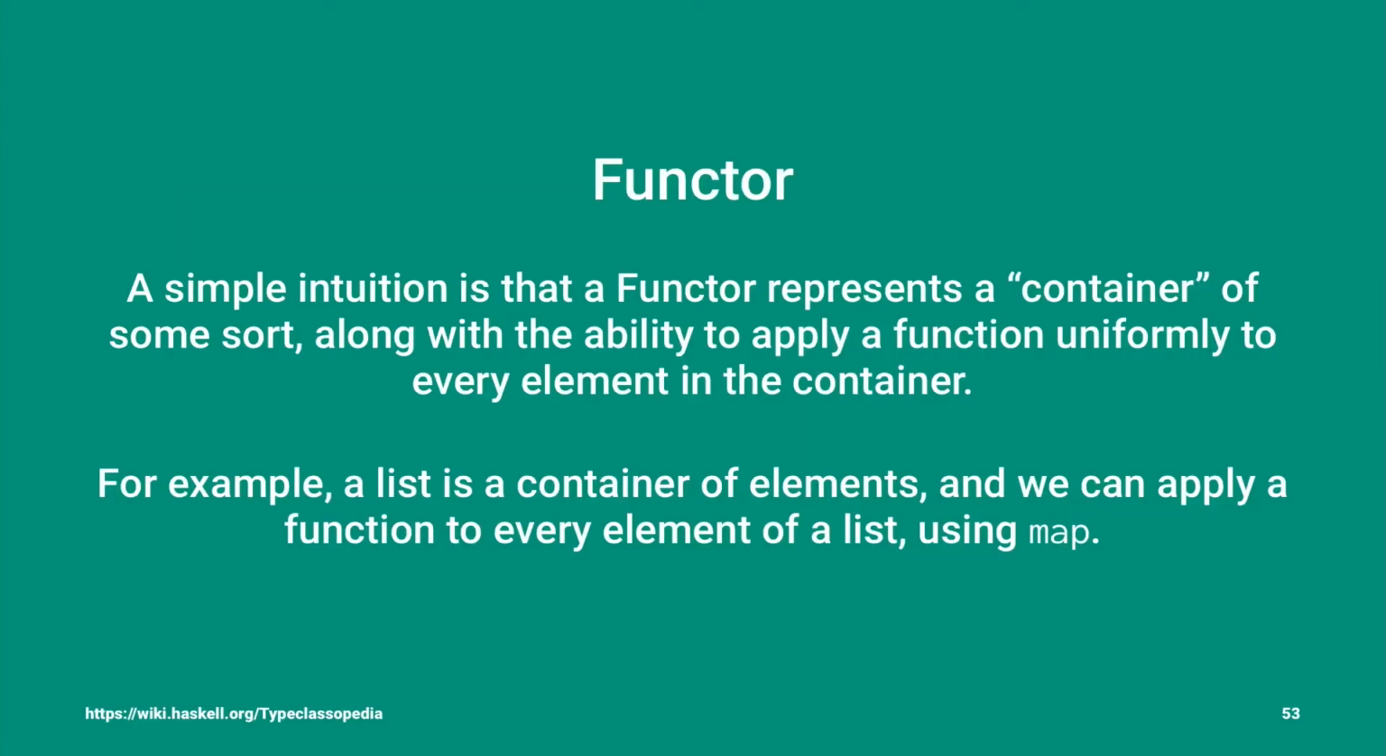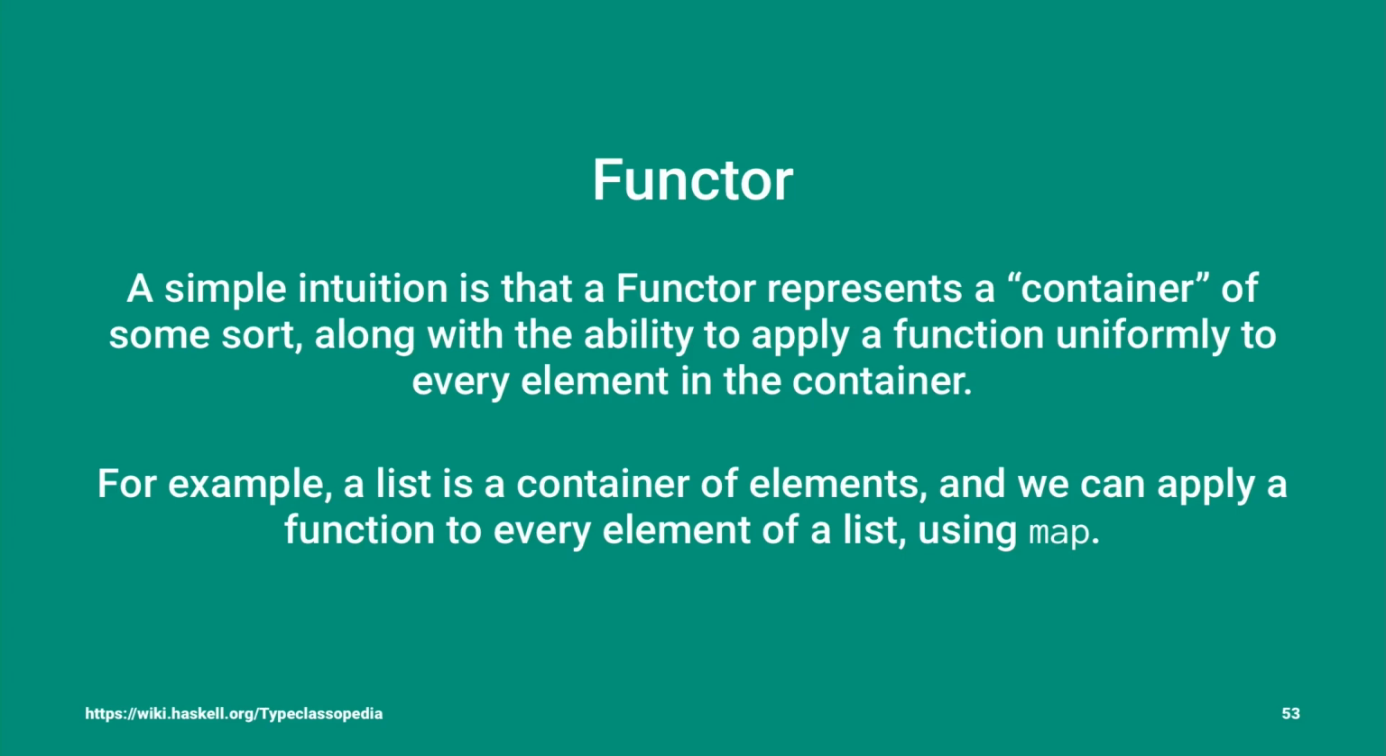But I actually just like this definition more. A simple intuition is that a functor represents a container of some sort, along with the ability to apply a function uniformly to every element in the container. You may be familiar with this concept already. A functor is, in essence, a type that implements map. We've got an array, it can contain, and it can apply a function onto another array. An array is the same as an array because they're just containers.